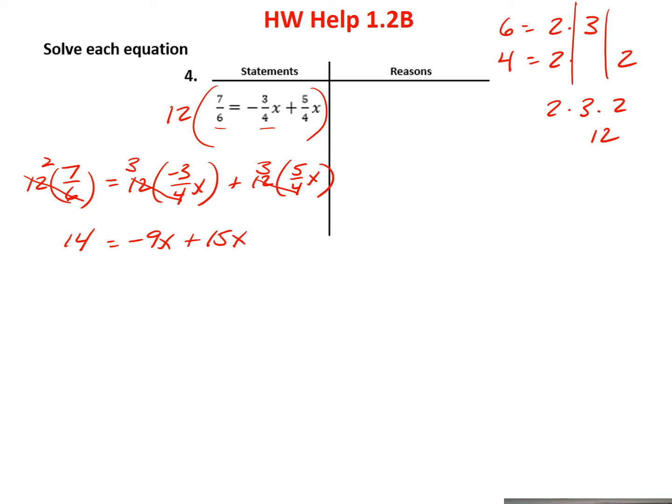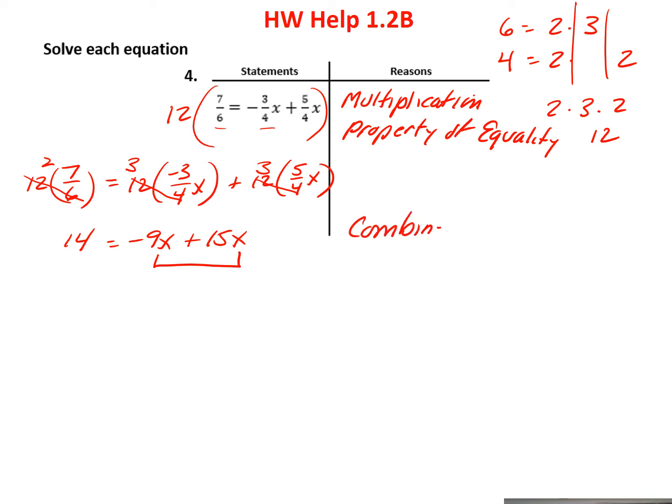By the way, we did this because we could use the multiplication property of equality. And now we notice that we can combine like terms. 15x minus 9x, so we get 14 equals 6x. Now we simply have a one-step equation. We undo x times 6 by dividing both sides by 6.